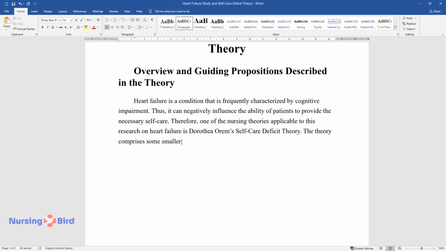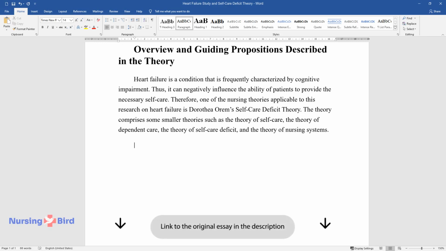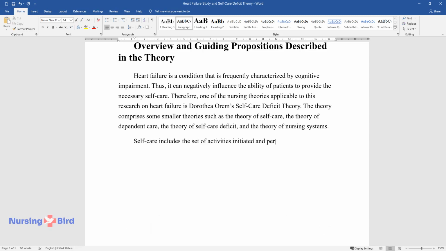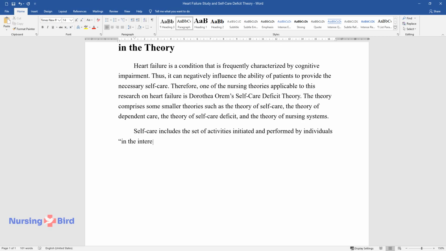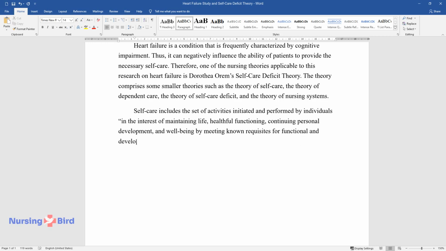The theory comprises some smaller theories such as the theory of self-care, the theory of dependent care, the theory of self-care deficit, and the theory of nursing systems. Self-care includes the set of activities initiated and performed by individuals in the interest of maintaining life, healthful functioning, continuing personal development, and well-being by meeting known requisites for functional and developmental regulations.